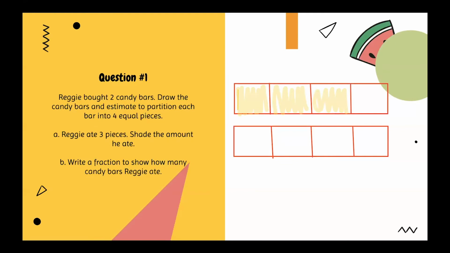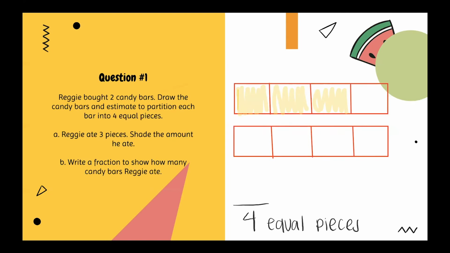Now we're going to write a fraction to show how many bars Reggie ate. So I'm going to get my marker out. Okay, so remember the number on the bottom, also known as the denominator, is how many equal pieces are in our whole. So here's our whole. We have 2 wholes here. Here's 1 whole, and then here's another whole. So how many pieces are in one of these wholes? We have 1, 2, 3, 4. So my denominator is 4. So I'm going to put 4 equal pieces.